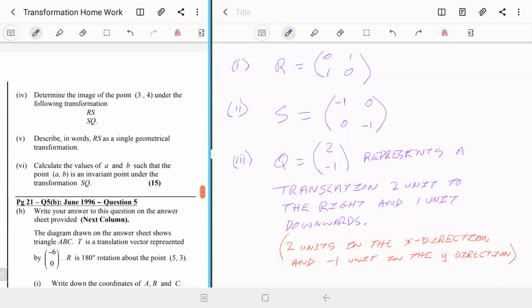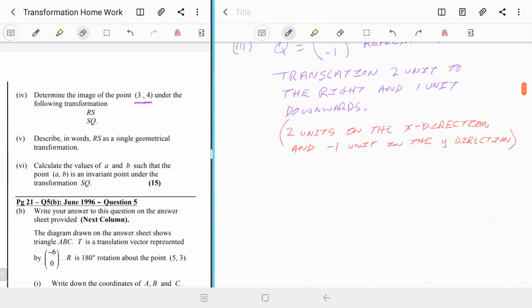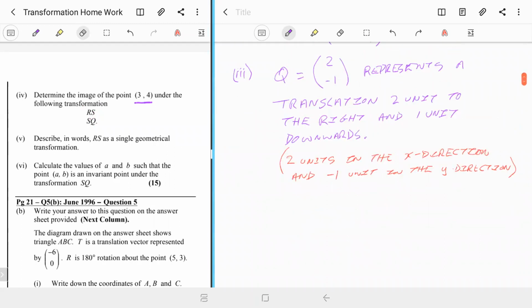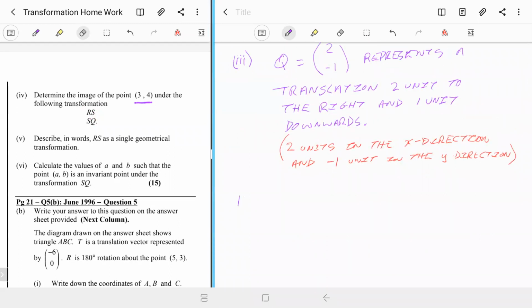Determine the image of the point (3, 4) under the following transformations. This one and this one. All right, watch this now. So part 3, part 4. We're going to call the point P (3, 4). Let's call it P. So I'm going to say let P be the point (3, 4), so we can reference it. Just now, we're going to do RS first.